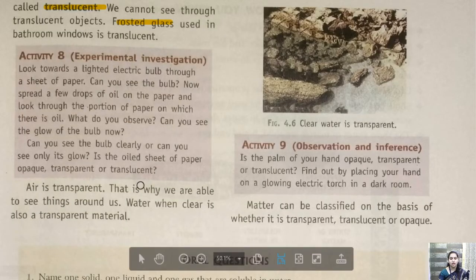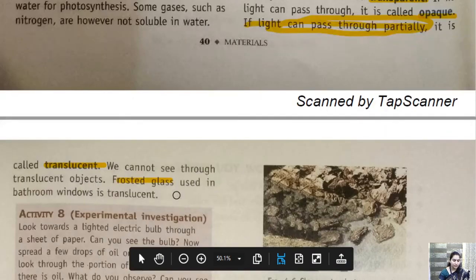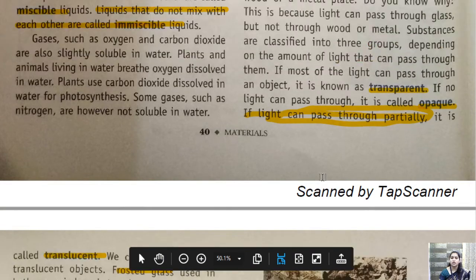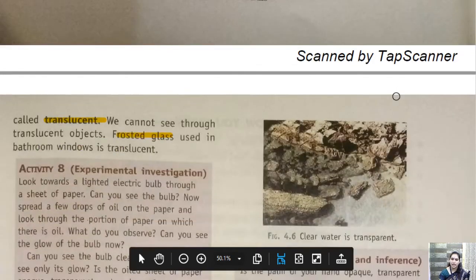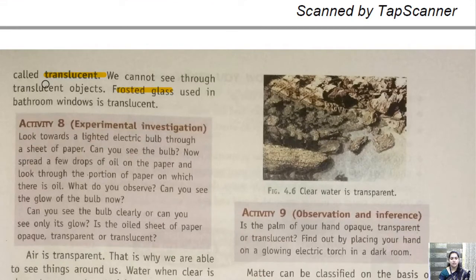Okay, that is translucent object. Okay, children, you should know the examples of these objects also. Okay, transparent object, glasses are transparent. Translucent, frosted glass. Opaque, any object, take any object, that is opaque.